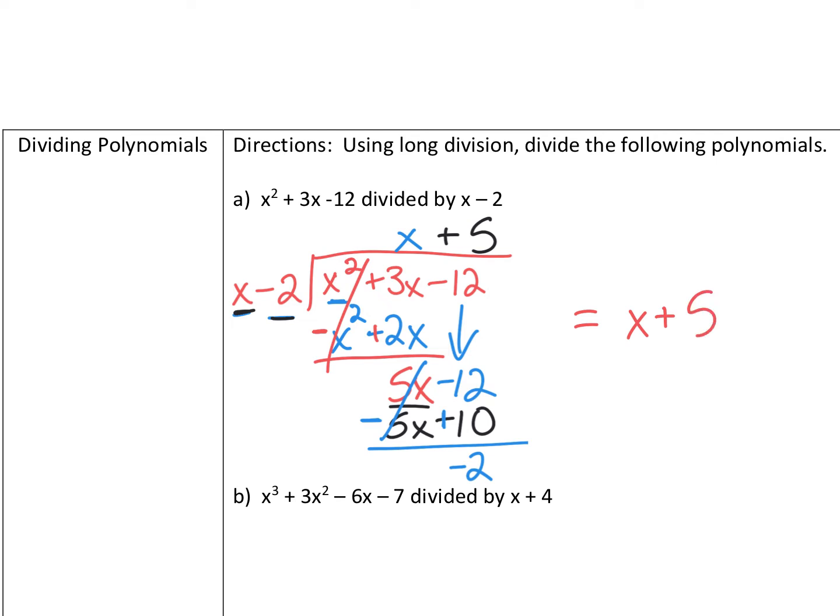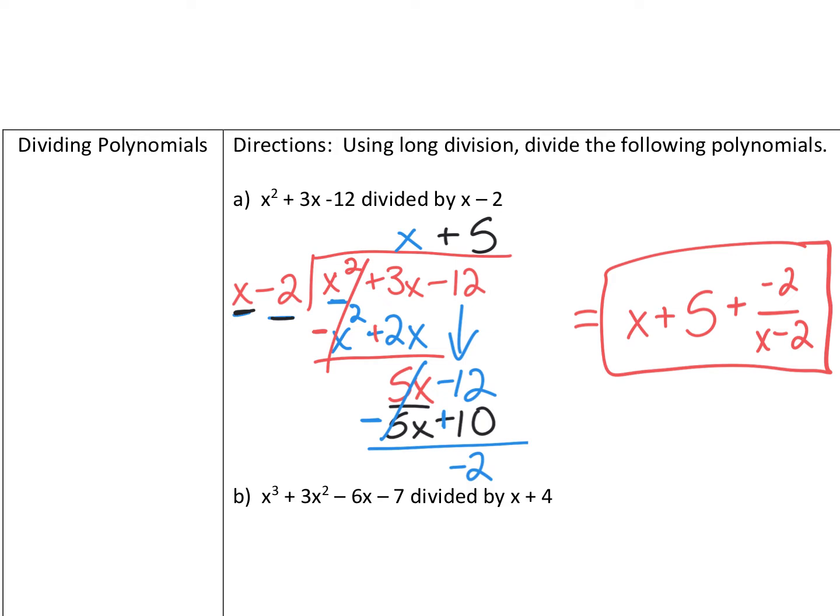We also have a remainder on this one. Just like on the last one, where we took that remainder and put it over the divisor, we're doing the same thing. So this is just x plus 5 plus negative 2 over x minus 2. That's my final answer.